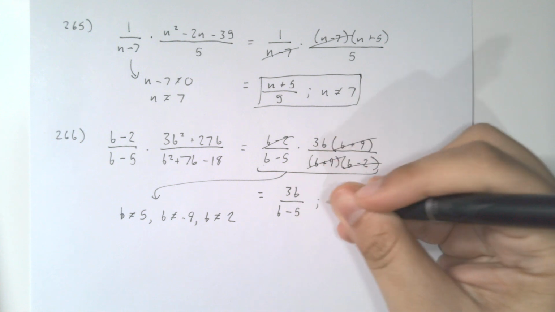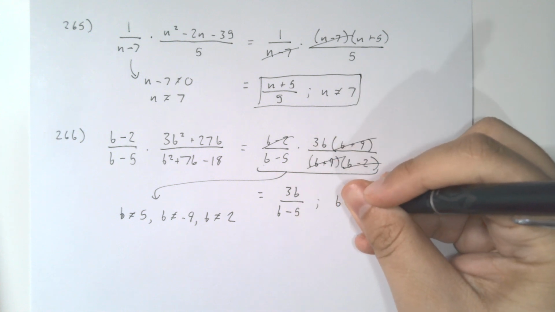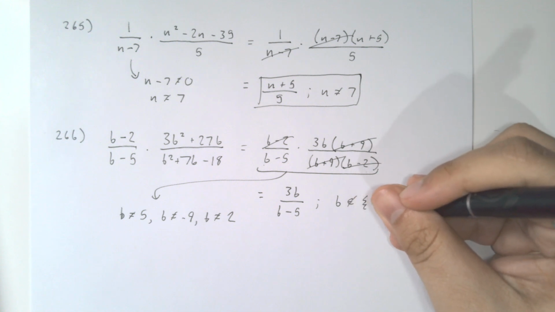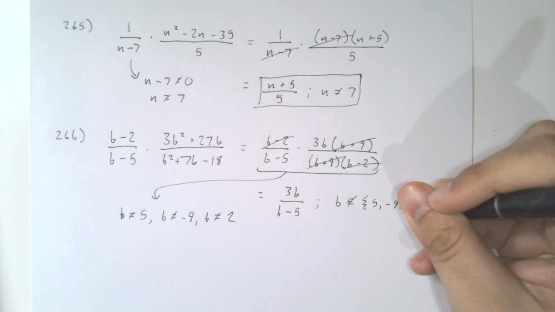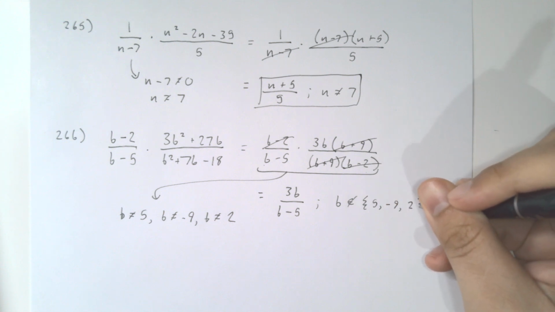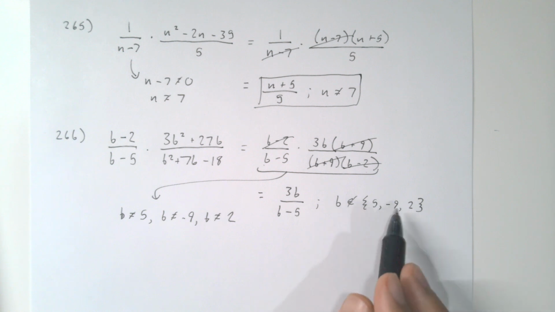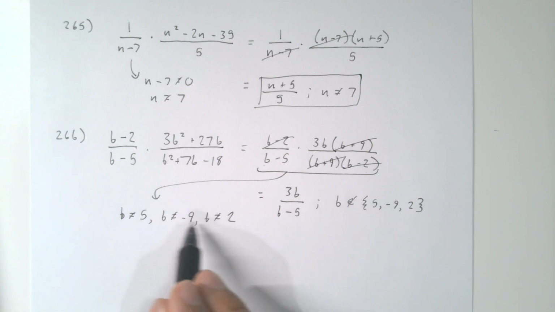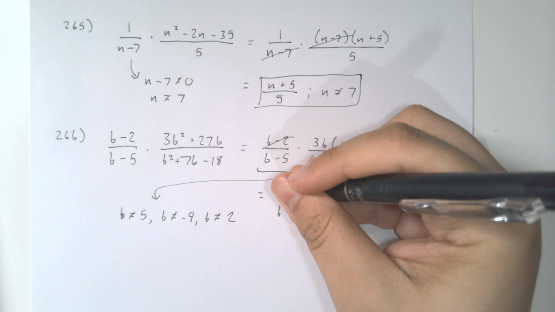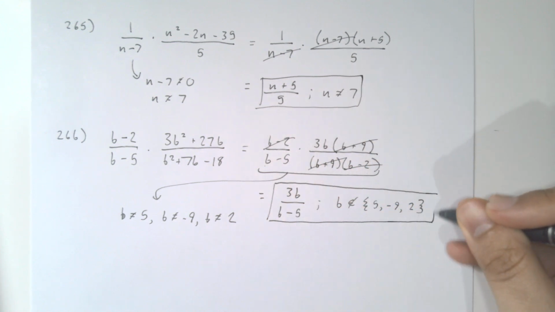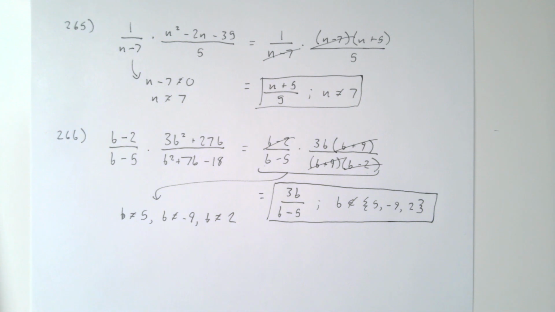And so we can put that in a compact notation of saying that b can't be an element of the set. And it doesn't matter what order you write them. So you have 5, negative 9, or 2. And we see that this is clearly a shorter way to write all of this. And that's why I introduced this notation in the last video, because some of these we're going to have several excluded values. But this is our final answer.